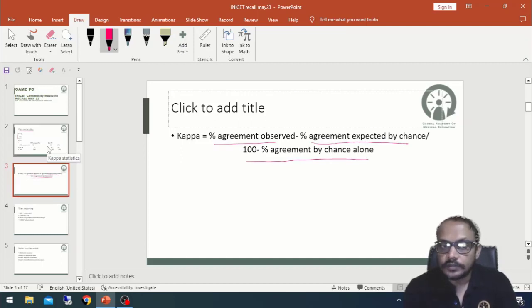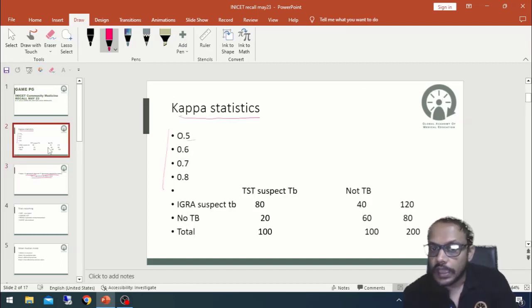So, as we see here, what is the agreement? In this question, by IGRA suspected TB were 80, and by the tuberculin sensitivity test, TST, suspected TB were 80 and 20 with no TB. Or TST suspect TB not TB 80, no TB by the TST, and here not TB is 60. So, this is positive, this is negative, this is positive, this is negative.